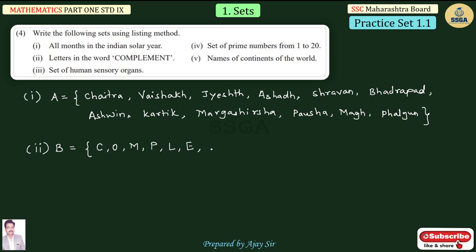Then L and T. So all these elements: here see that M and M, E and E in the word complement are repeating, but you have to write that element only one time. So those letters are repeating, and you have to write each element only once. So this is the set.